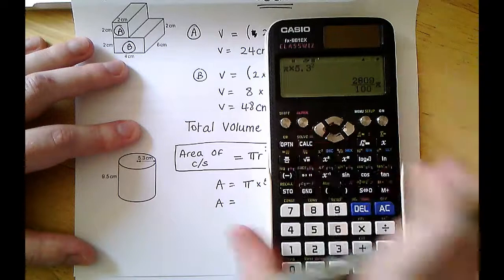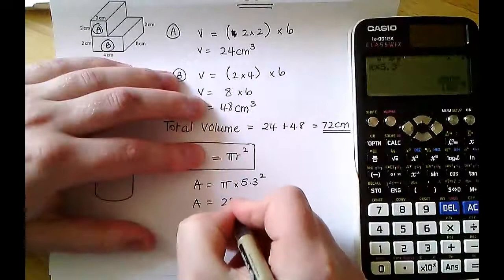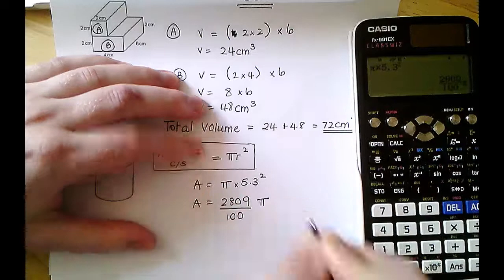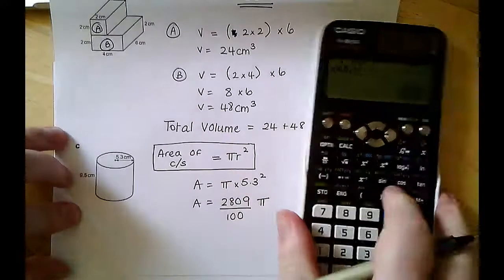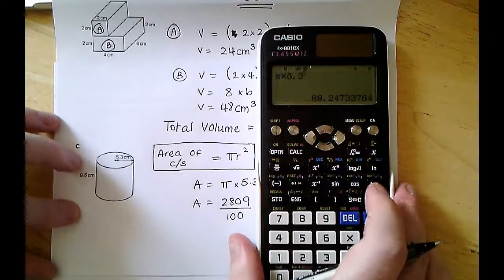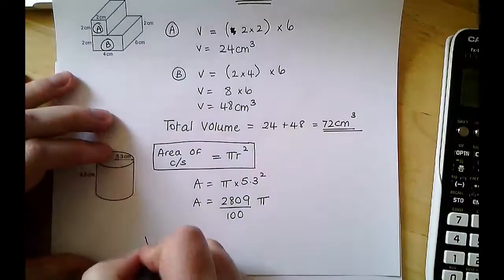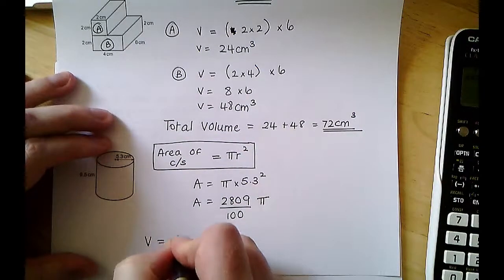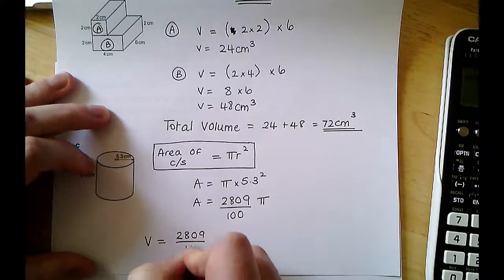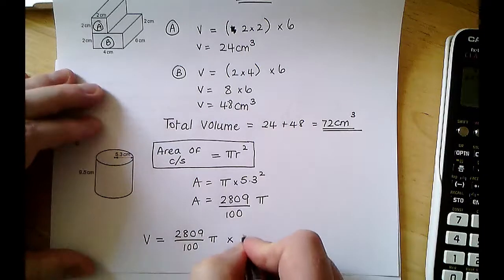Now I'm going to leave it as a fraction, so that gives me 2,809 over 100 pi. I'm not going to convert it to a decimal because it's a really long decimal. If I round now, then my answer won't be as accurate at the end. So therefore the volume is going to be the area of the cross section, which we've just worked out, 2,809 over 100 pi multiplied by 9.5.